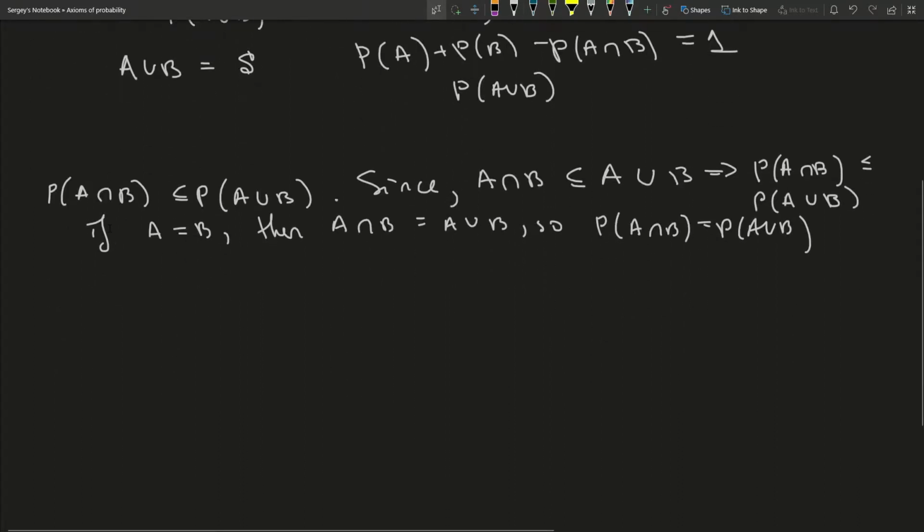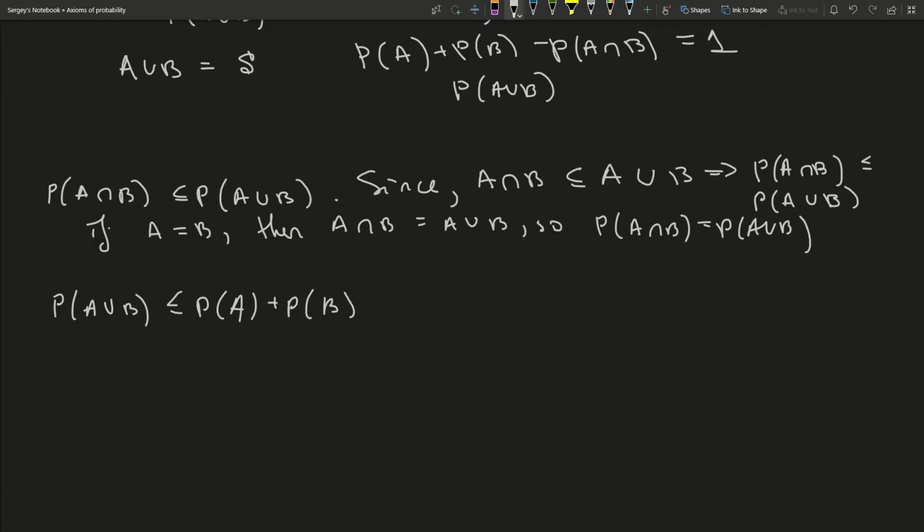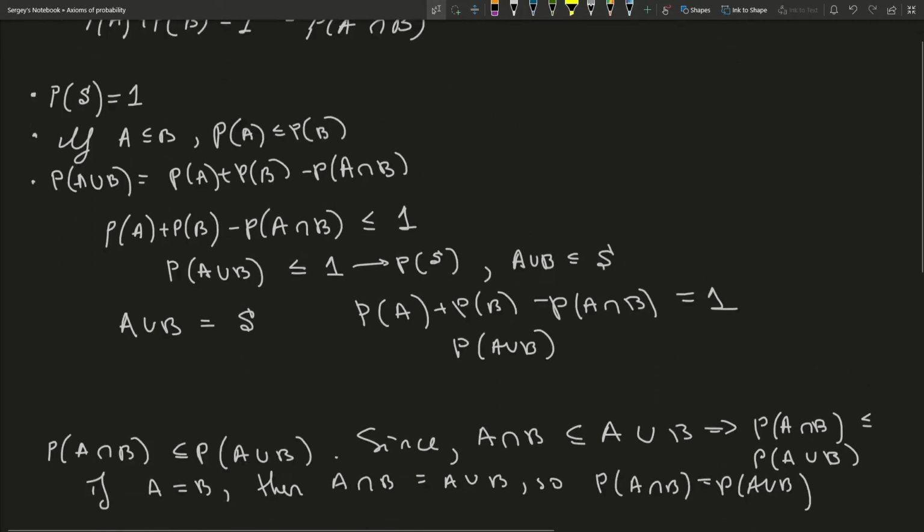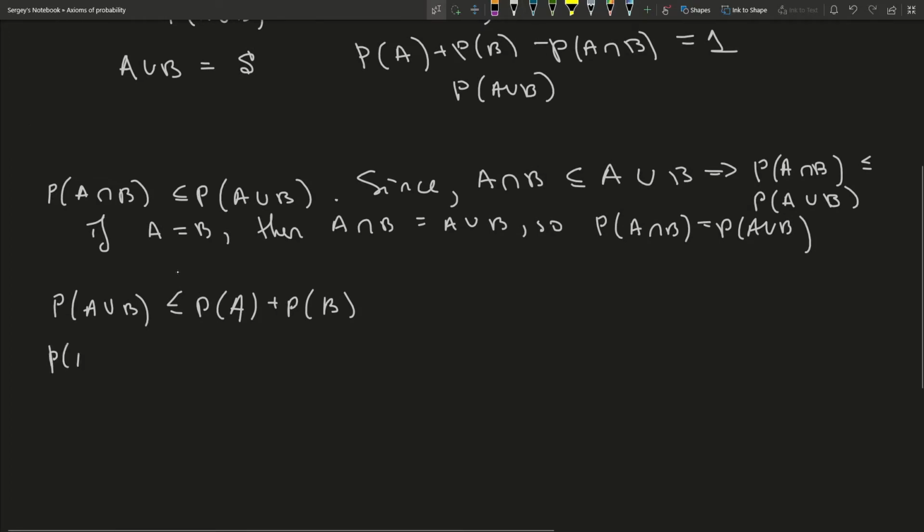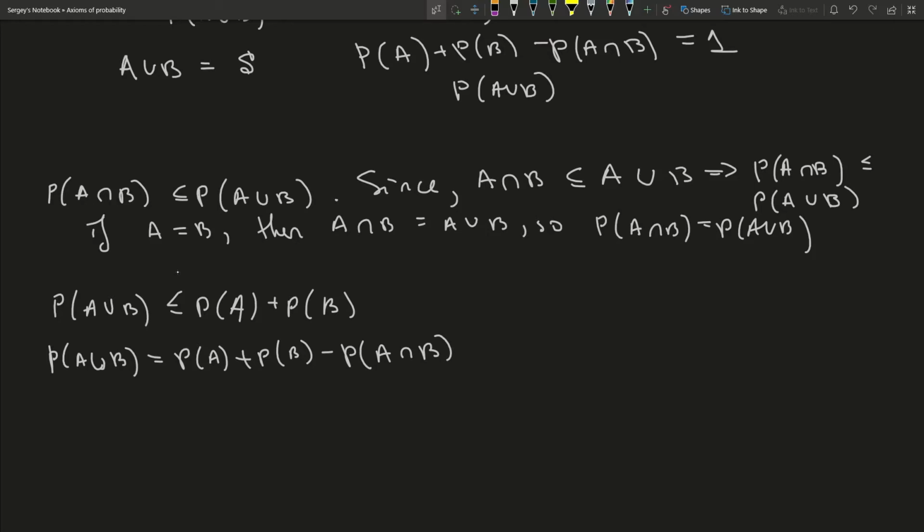And finally, the third inequality that we need to show is that probability of A union B is less than or equal to probability of A plus probability of B. This flows directly from this third property here, because we know that probability of A union B equals probability of A plus probability of B minus probability of the intersection. And so this expression is going to be less than or equal to probability of A plus probability of B.